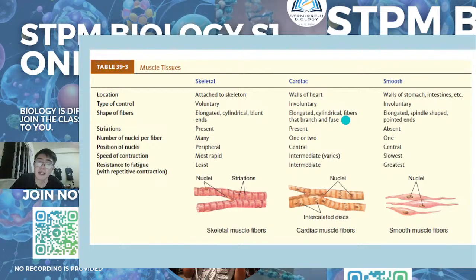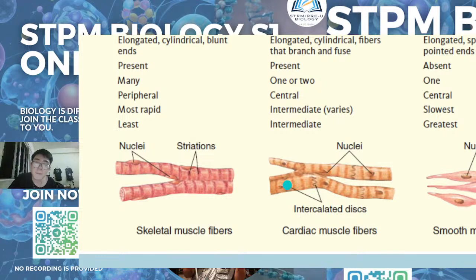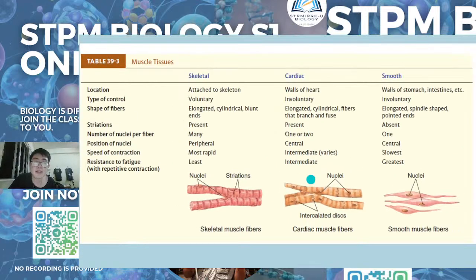But for the cardiac, it does not have the blunt end. It is the fiber that branches and fuses. It contains branches that can connect to each other. And then you see that the cardiac muscle, I already mentioned, contains the interconnected disc, right? This one is the interconnected disc.